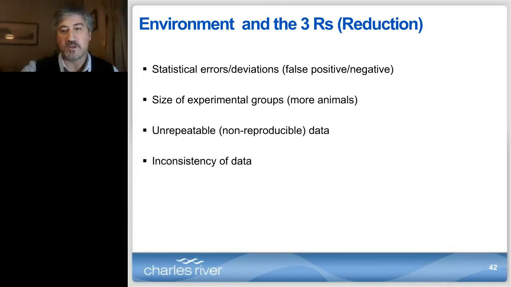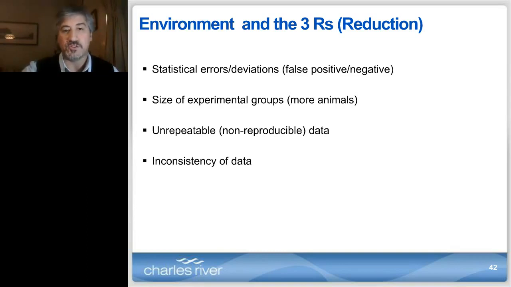so I made comments and gave you examples of how the physical environment and the non-physical environment, remember the handling, can influence the experimental results. Let me finish with a comment on also how the environment influences the 3 R's, especially the reduction. And it's simply because this variability that the environment is introducing usually causes statistical errors or deviations, false positives, false negatives. Because of that variability, we may need to add more animals to our experiments to achieve statistical significance.